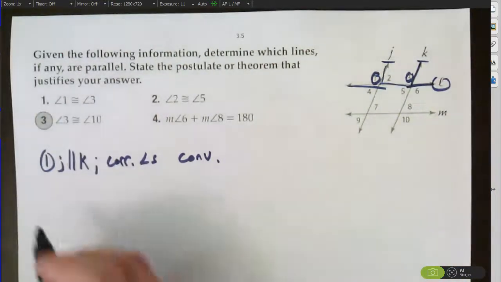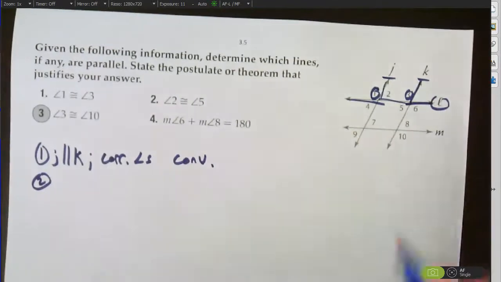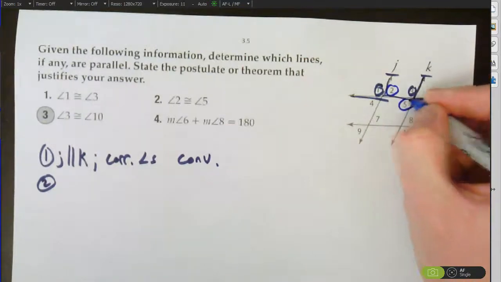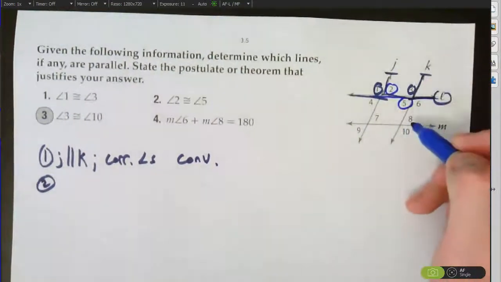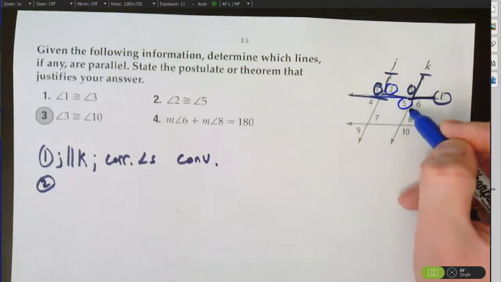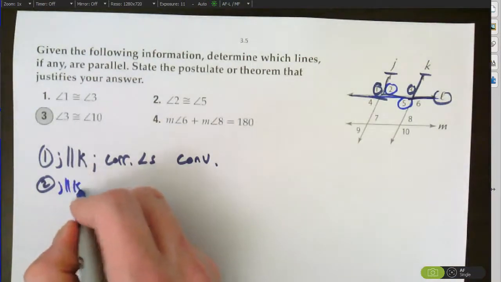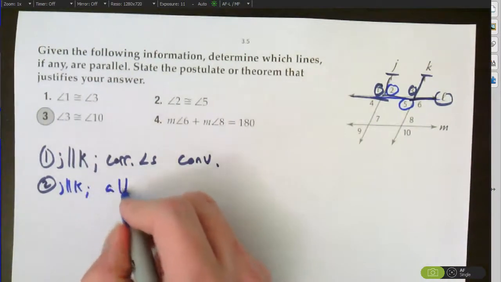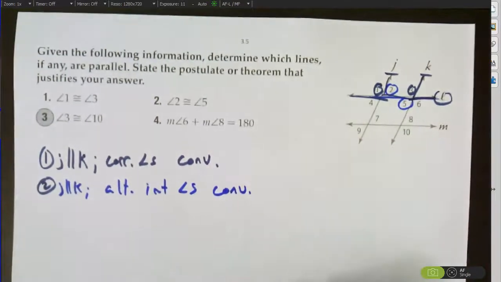Okay. And number 2, angles 2 and 5. I'll do this in a different color so that they stand out. Angles 2 and 5. Well, here's 2, here's 5. Again, they're both on transversal L. They both make part of J and K. And this time, they are alternate interior angles. So J is parallel to K by the alternate interior angles converse.